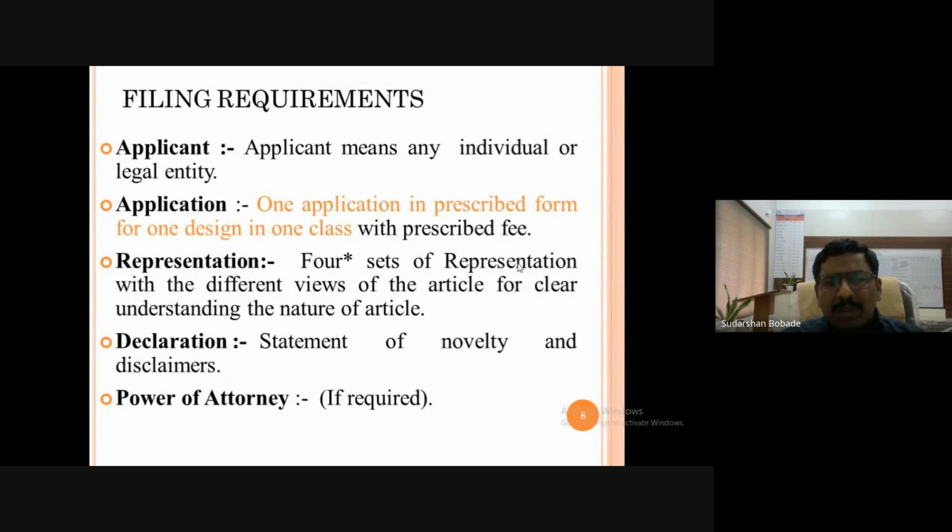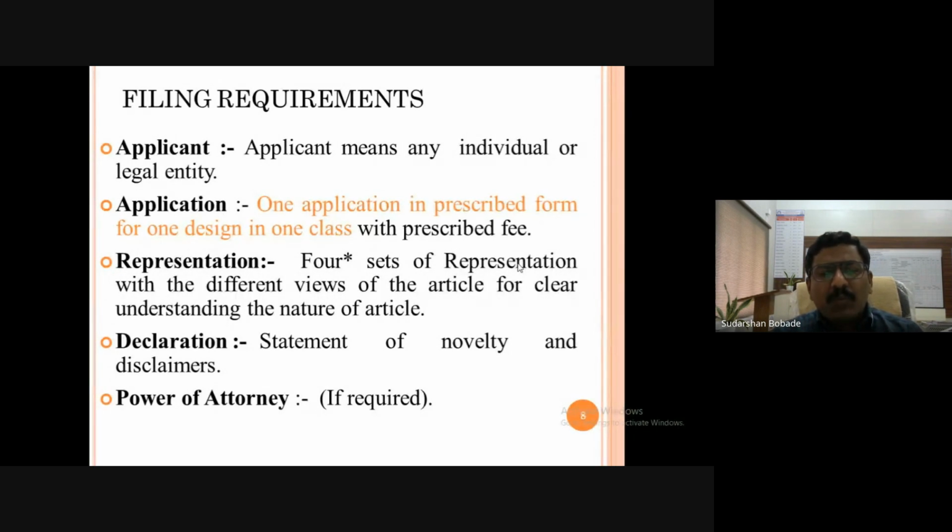Before this particular decade, there was unavailability of the online submission of the representation sheet. So we were supposed to prepare 4 sets of the representation sheet with different views of the article for the clear understanding of the nature of the article. My dear friends, when we are talking about this representation sheet, nowadays with the online platform, there is no need to go for the 4 sets. It is only the requirement that we have to upload the representation sheet.